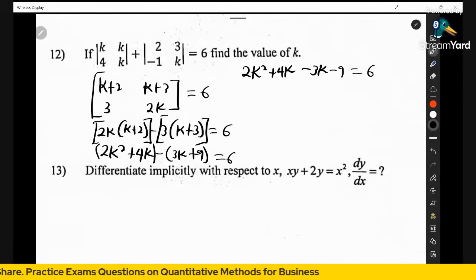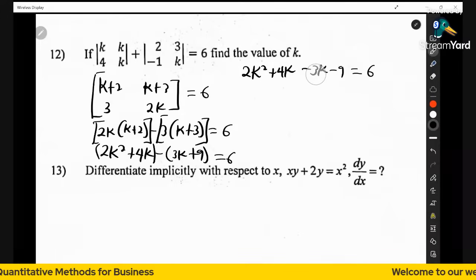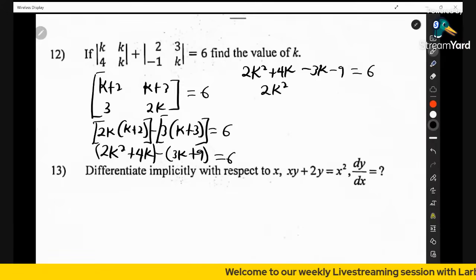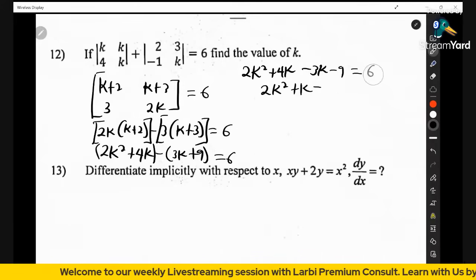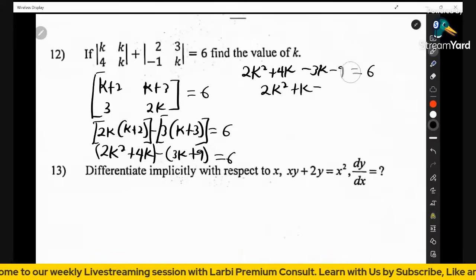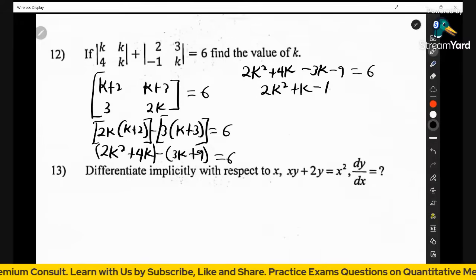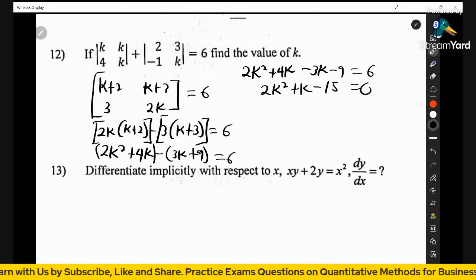That should be equal to 6. Okay, so at the end of the day, this is what we're going to do. 4k minus 3k will get us k. So that's going to be 2k squared plus k minus 9. But remember, here the 6 can join the 9. Here is negative 9. When 6 joins the negative 9, negative 9 becomes negative 15.